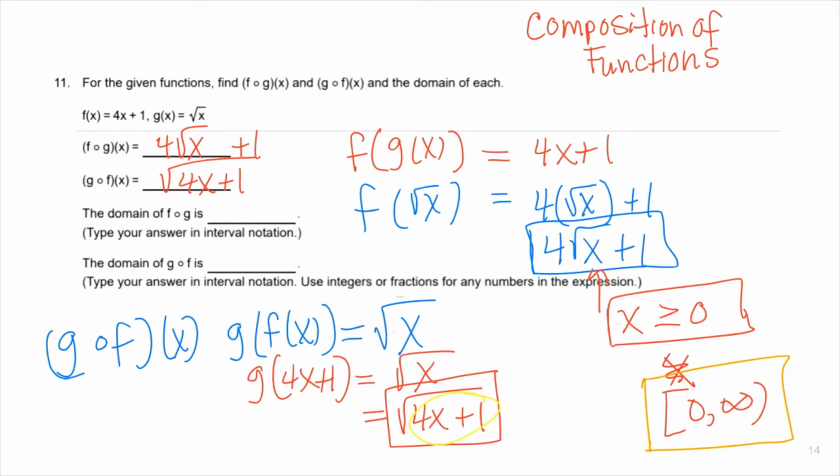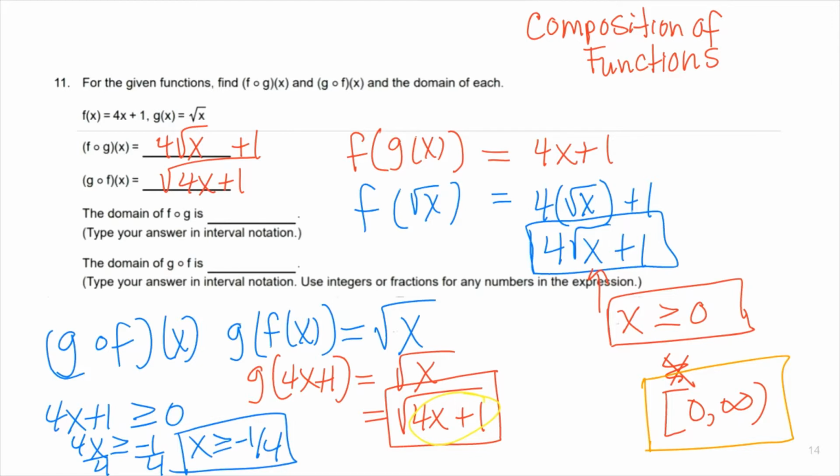And then the notation for g, you take the 4x plus 1 out of the radical, greater than or equal to 0, you solve for x. So x is greater than or equal to negative 1/4. Again, we want it in interval notation, so it's going to be bracket negative 1/4, positive infinity.